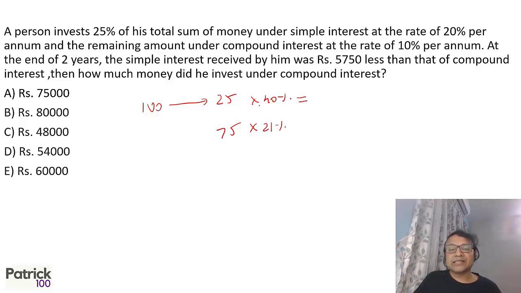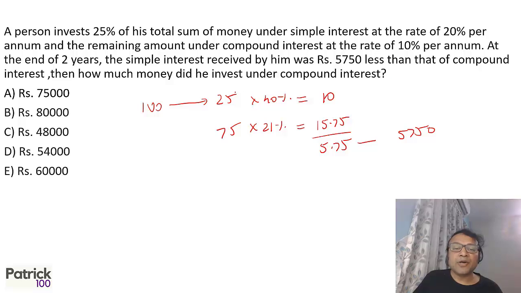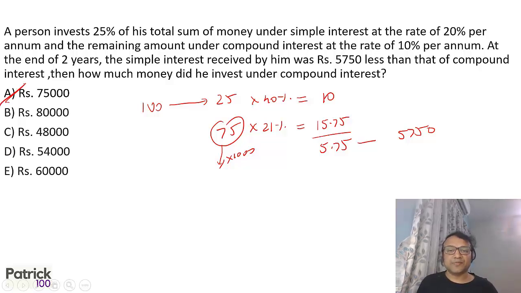Okay. So in this case, if you look at it, he gets 10 rupees interest. In this case, it is 21 into 75. You calculate it, it should come to 15.75. So the difference comes to 5.75. So that's what I mentioned, 5.75 is 5750, 1000 times. So what is the amount invested in compound interest? 1000 times, so it will be 75,000. A option. That will be the answer.